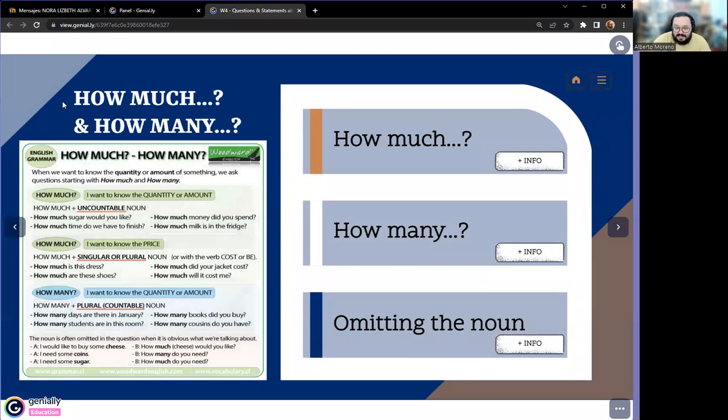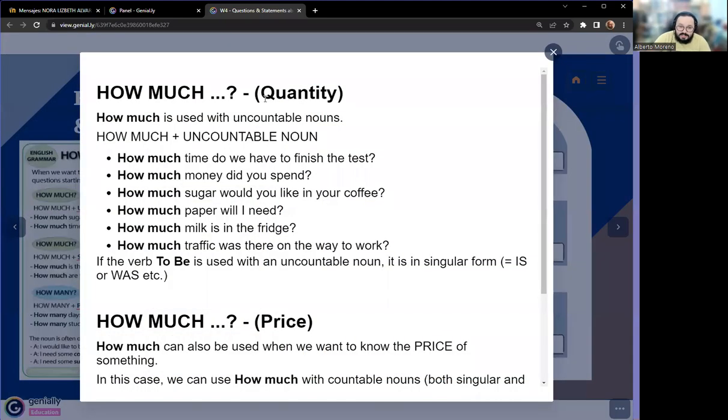So now the main topic is how much and how many. When to use how much and when to use how many. So we are going to use how much in order to ask for a quantity or for a price. If we ask for quantity, how much has a special rule, which is how much is used with uncountable nouns. How much plus uncountable nouns is used.